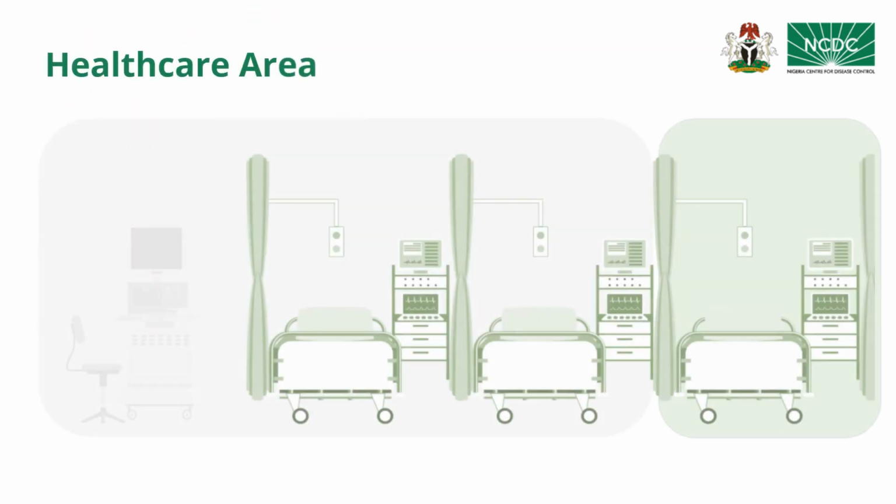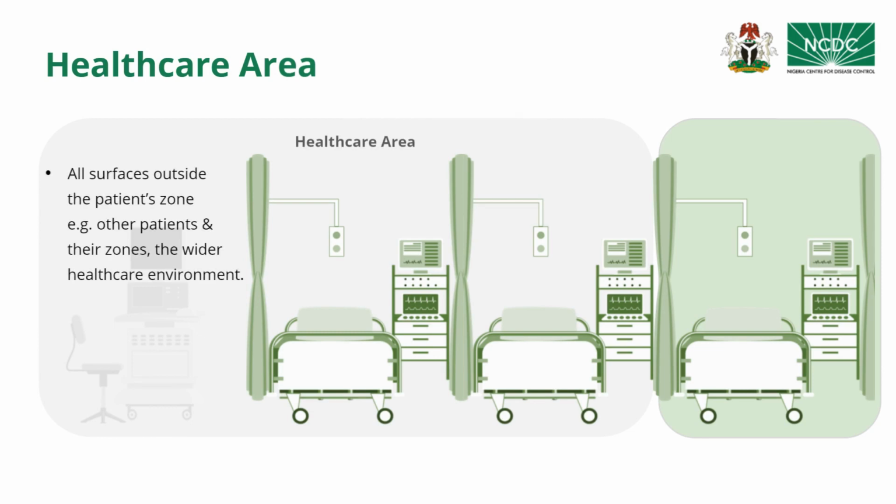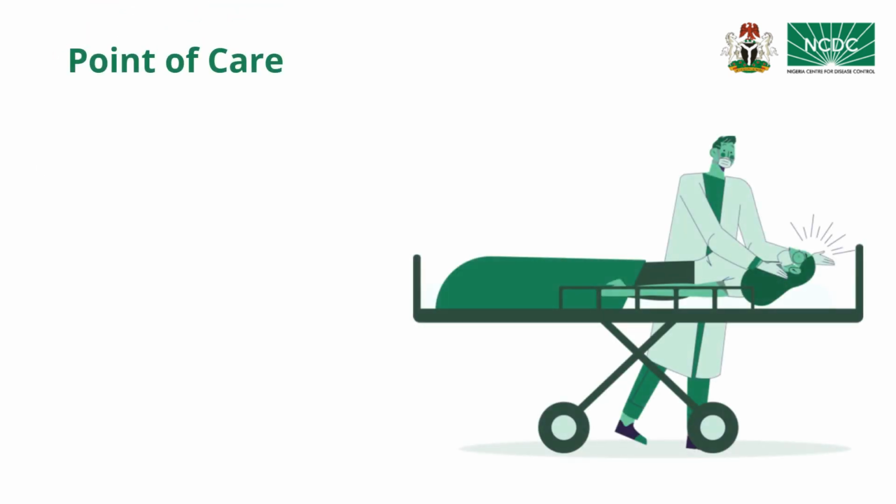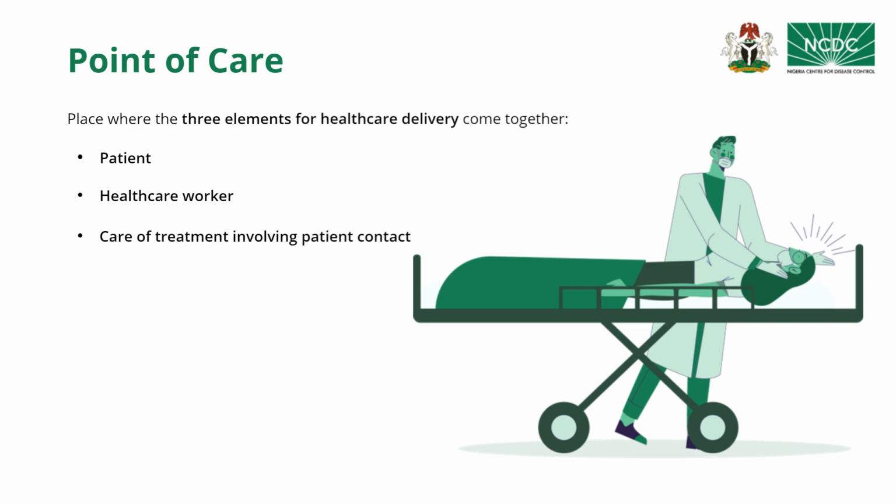The healthcare area refers to all surfaces outside the patient zone, which include other patients, their zones, and the wider healthcare environment. This area is characterized by the presence of various microbial species, including multi-resistant microorganisms. The point of care refers to the place where the 3 elements for healthcare delivery come together, that is, the patient, the healthcare worker, and the care or treatment involving patient contact.